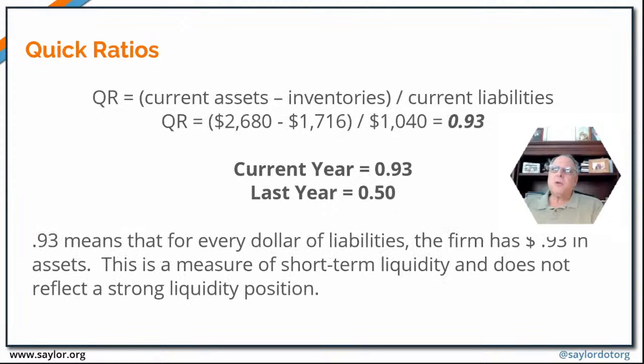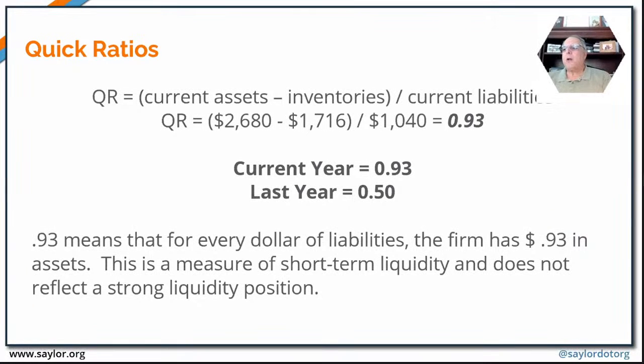The other is the quick ratio. Now, this is an interesting one because what this says is we want to take the current assets that we just used, but we want to take out the inventories. Now, remember when we reviewed the balance sheet in the last lecture, we said that inventory is an asset. It's a product ready to be sold. It has value to the company, but does it?